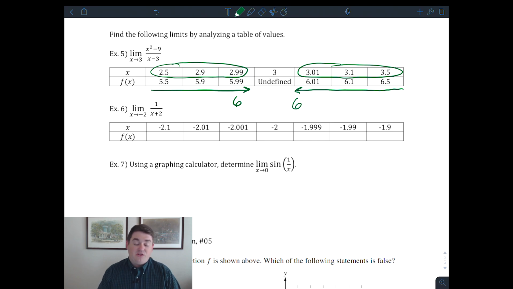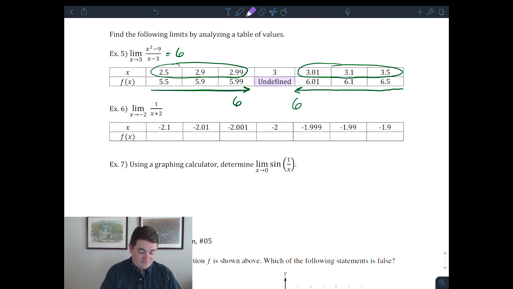Again, we're really getting really close to 6 from the right. So the limit from the left is 6. The limit from the right is 6. So the limit equals 6. Even though, just like in our last example, the function's undefined at 3.